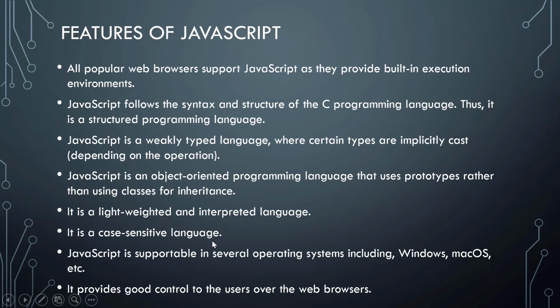When you're writing JavaScript code, the variable names or function names should be case sensitive. You have to follow the same case in both places, when defining and when calling. That's why it is a case sensitive language. JavaScript is supported on several operating systems, including Windows, Mac, Linux, and any other operating systems. It provides good control to the users over the web browsers. These are the features of JavaScript, guys.